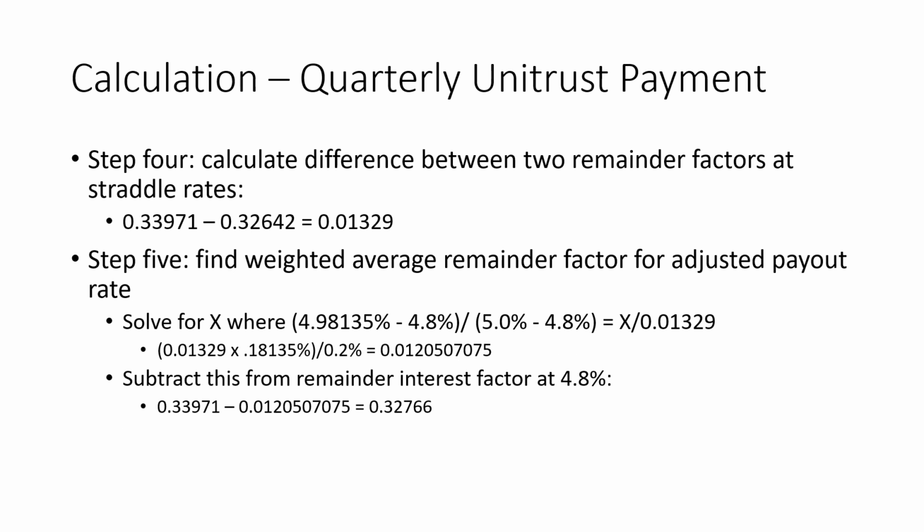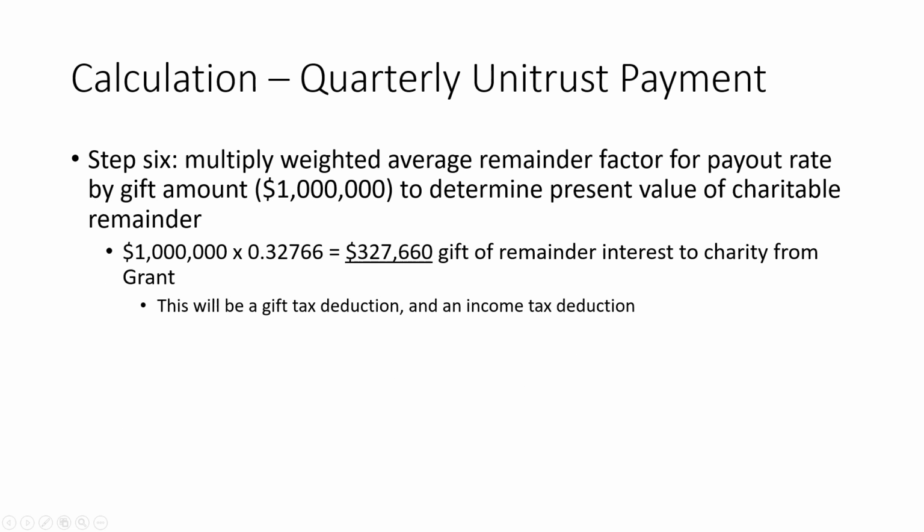I just wanted to make sure there's no confusion in the math. And then we subtract that from our remainder interest factor at 4.8. And that gives us finally an adjusted remainder factor of 0.32766.